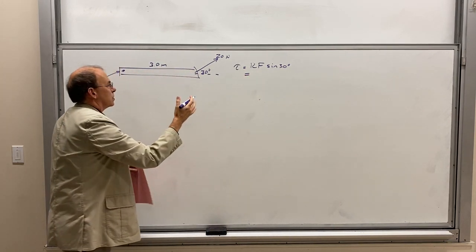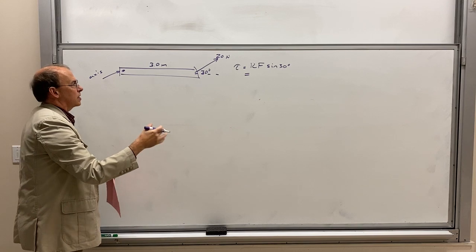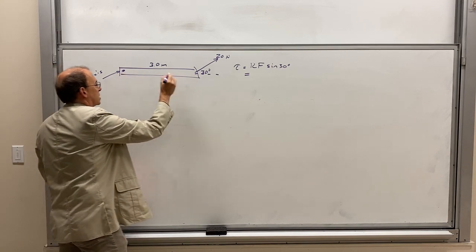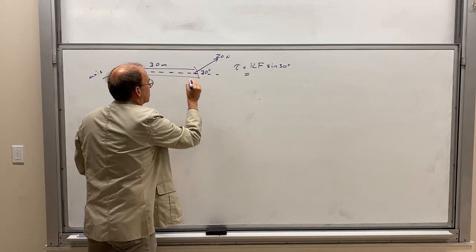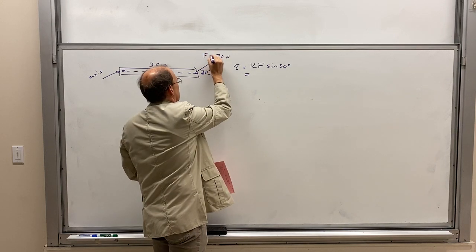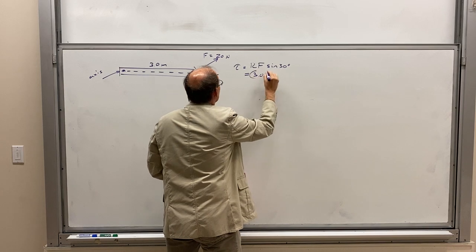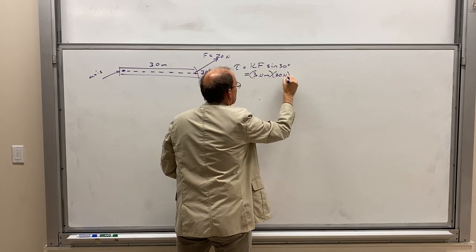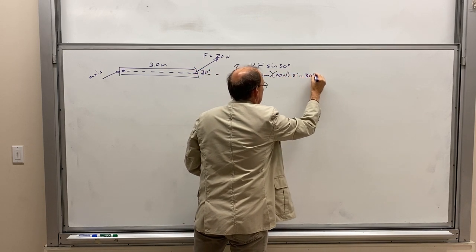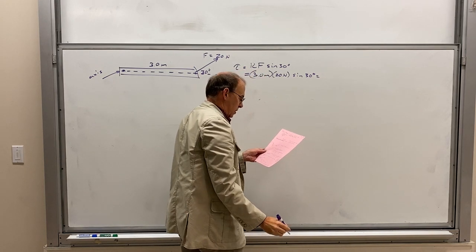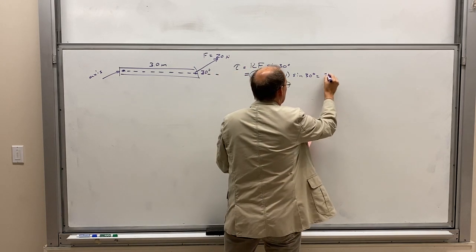So R, when we're doing RF sine theta, that R is the entire distance from the axis all the way to where the force is applied. So this is 3 meters, 20 newtons, sine of 30. That is 30 Newton meters.